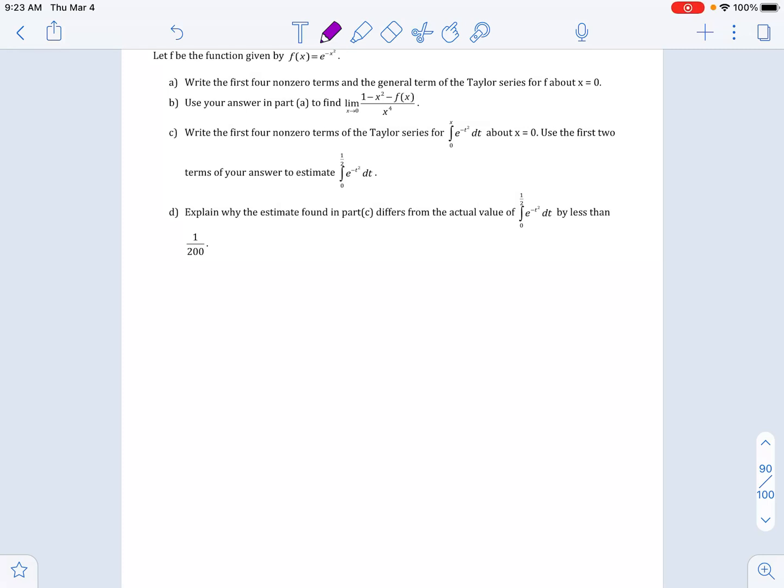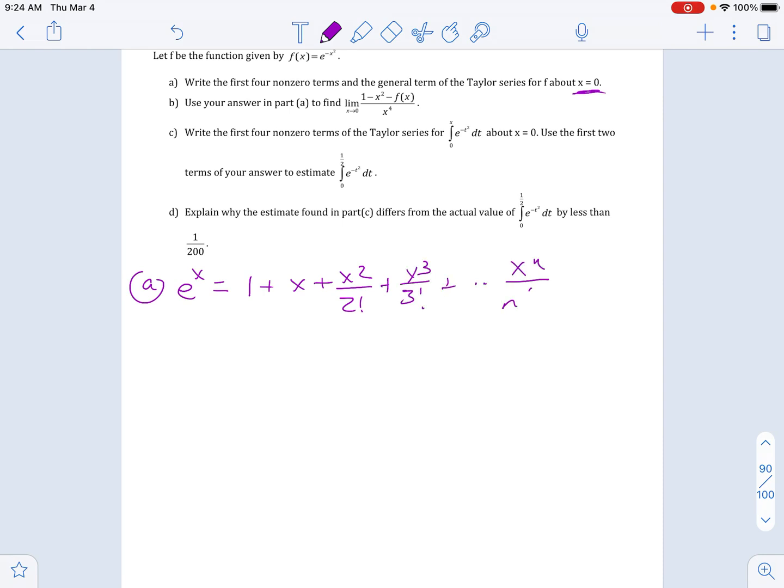Okay, they are telling us there is a function f, which is e to the negative x squared. So first thing they want us to do is write the first four non-zero terms and the general term for that series f. Because we're talking about a Maclaurin series, it tells us it's centered at 0, and we're talking about a form of e to the x, so I want to start with e to the x. I do not want to take the derivatives, right? So I'm going to write the first couple terms here just so I can get the idea.